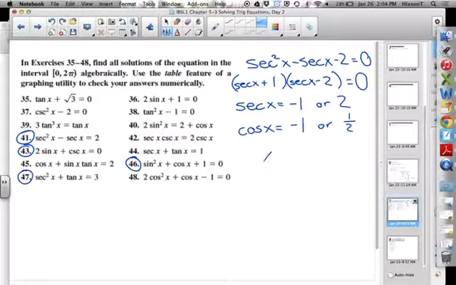So it is, let's see, cosine is negative 1 at, you're thinking sine, yeah, it'd be at pi, okay, and cosine is a half, pi over 3, or 5 pi over 3. Okay, so we got 3 answers here.